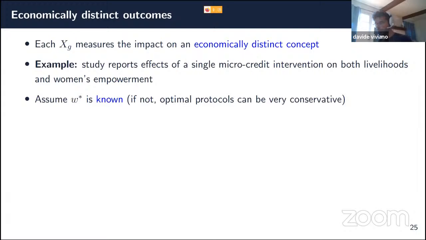Now, to be a little bit more specific, let's first suppose that each x_g, each entry, measures the impact on an economically distinct concept. So, for example, you can think about studies which report the effect of a single microcredit intervention on the livelihoods of individuals and women's empowerment. Or, in an educational program, you can think about an intervention which cares about math score and literacy score, and you care about them separately. And let's assume that each of these objectives has some weight, which is assigned by the policymaker, and this weight is known. So we can interpret this weight to be an economic weight which is placed on different objectives.